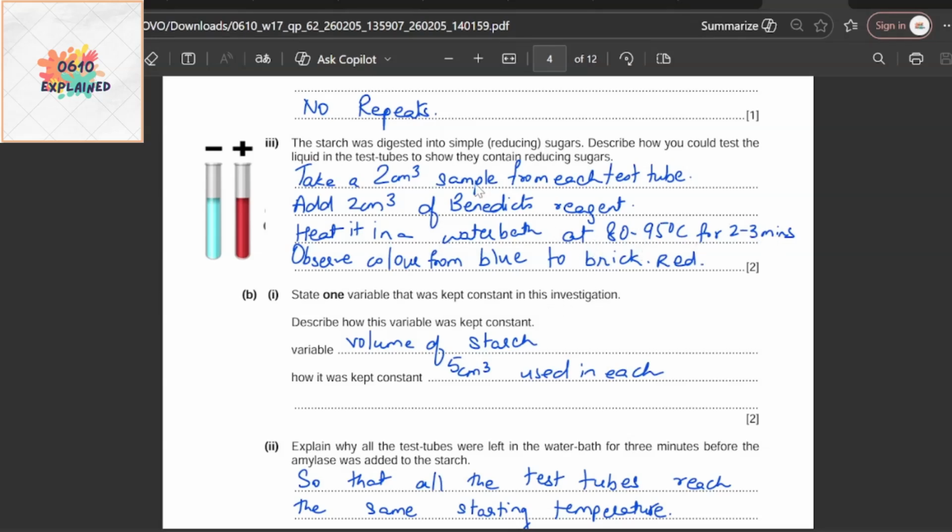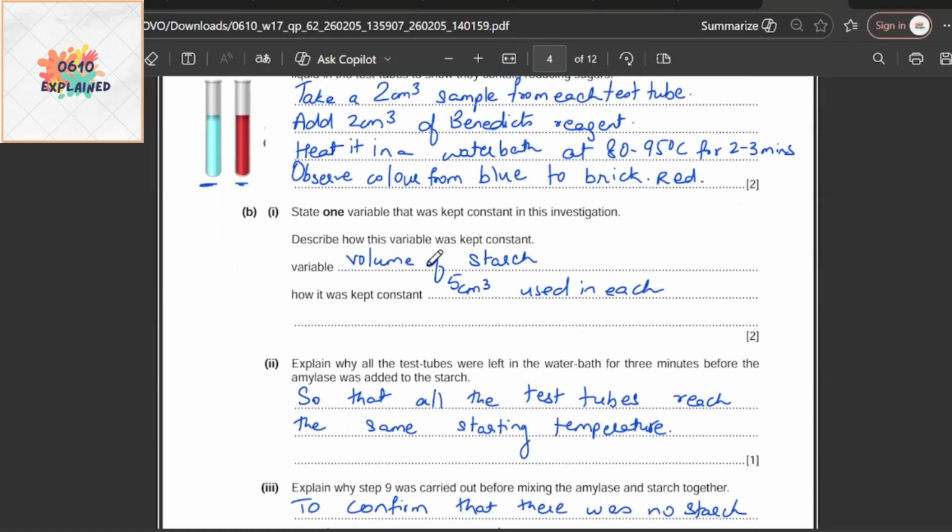Most of the time, the mark scheme will mark you only for these two steps, which is the naming of the reagent and the heating process, which is heat in a water bath. Observe the color change from blue to brick red. So here for reference, I have shown you the image, with the blue original color to brick red as the final color. Next question. State one variable that was kept constant in this investigation.